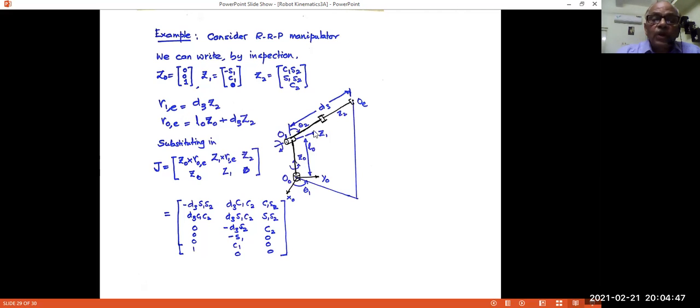Therefore, your Z1 components along x0 is minus S1, along y0 is cos theta 1, C1, and along Z0, of course, it has no component. So that will be just 0.